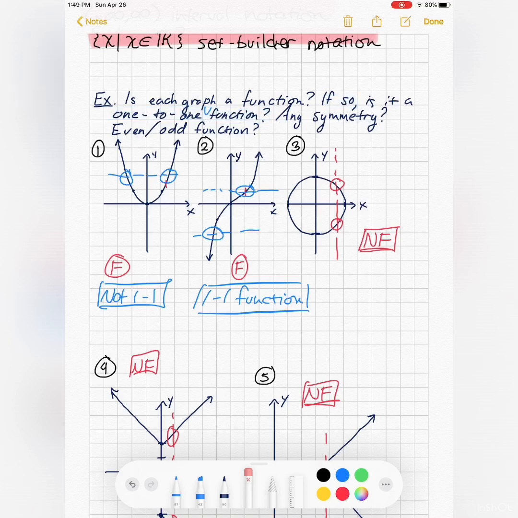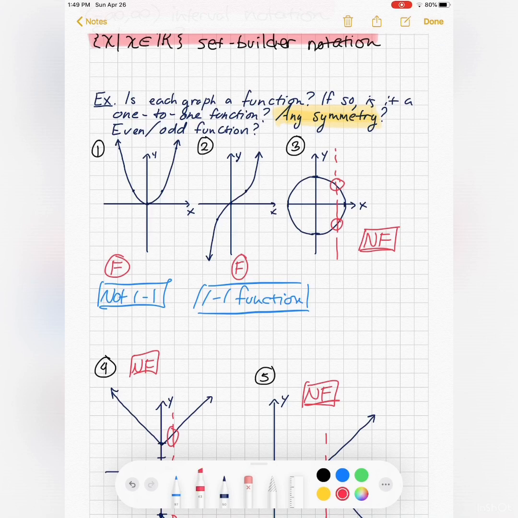Any symmetry, okay? Clean these up a little bit again. Okay, so symmetry. That means like a mirror image, the same on both sides. So in this class, we only look at 3 types of symmetry. Symmetry over the x-axis, the y-axis, and the origin.